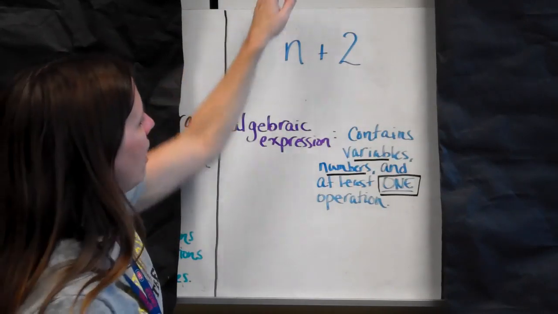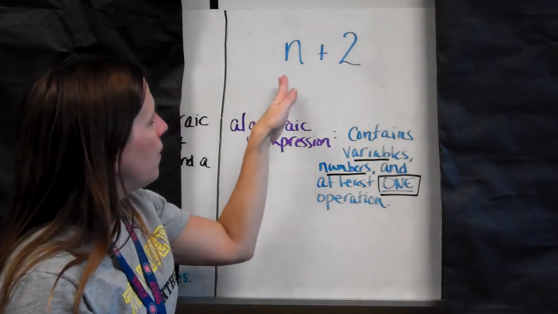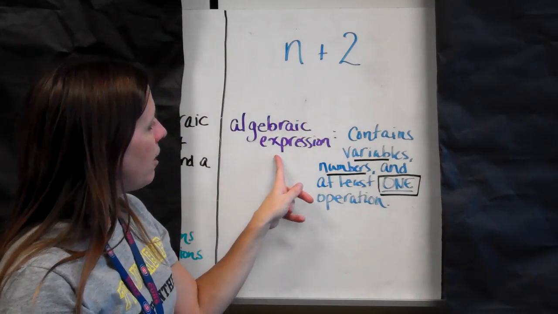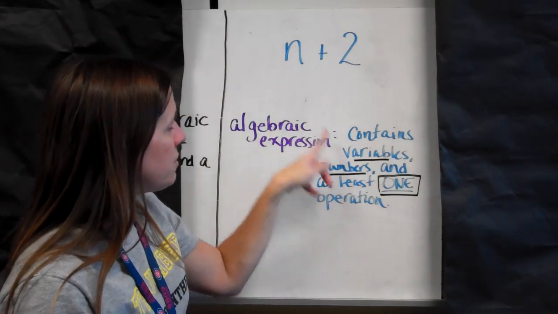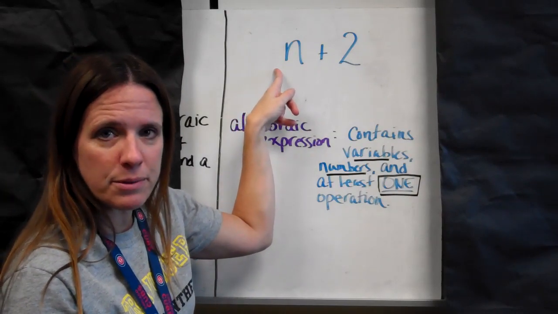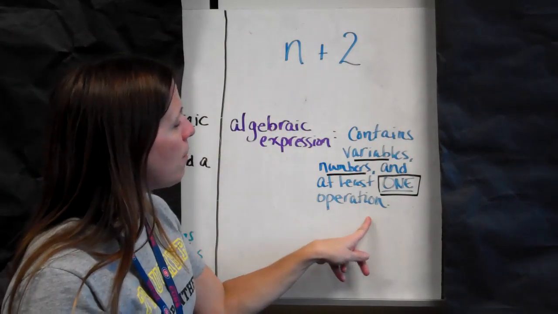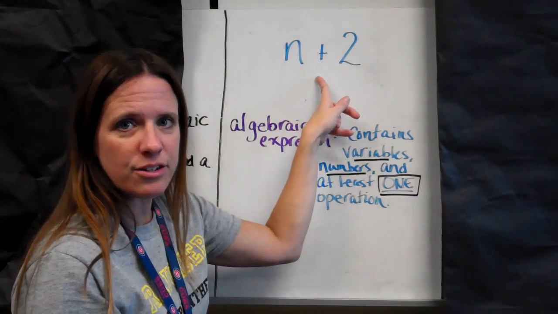Okay, so what is an algebraic expression? I have an example right here, n plus 2. The things that make up an algebraic expression are variables, that would be your letter that represents your unknown, the n, numbers, 2, and at least one operation. So in this one, it's addition.